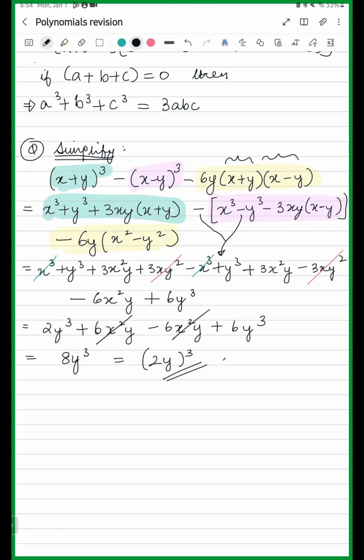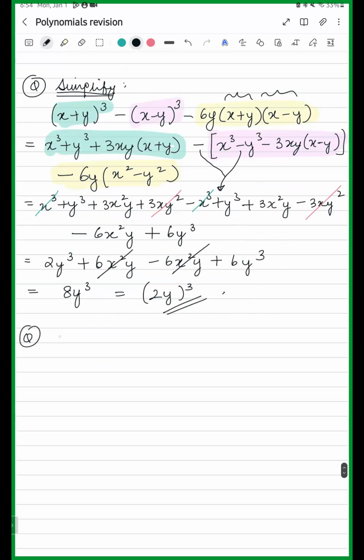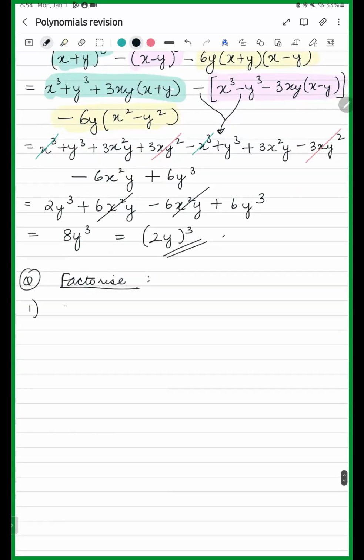I hope you're done. Next, let's do another question. Factorize. Now all the questions that we will have will be of factorize type. So factorize ab plus bc plus ax plus cx.